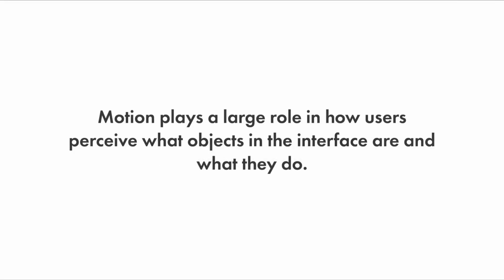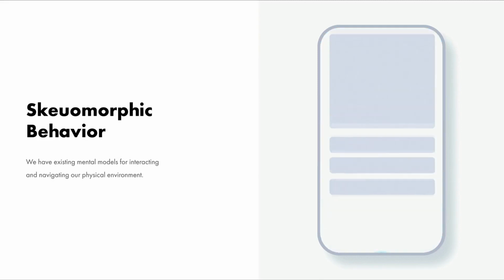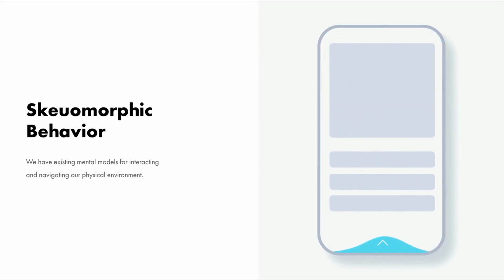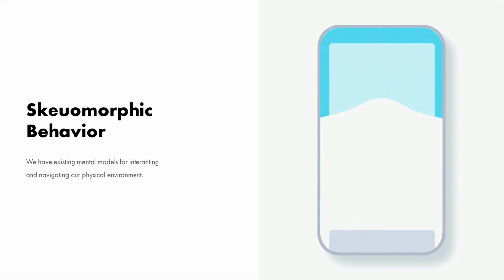Motion plays a large role in how users perceive what objects in the interface are and what they do. Motion does this by using our existing mental models or by creating new ones. Motion can do this using a combination of three different methods. The first one is skeuomorphic behavior. I know it's a pretty tough word.